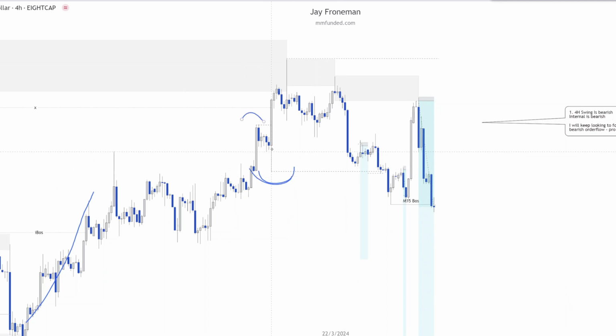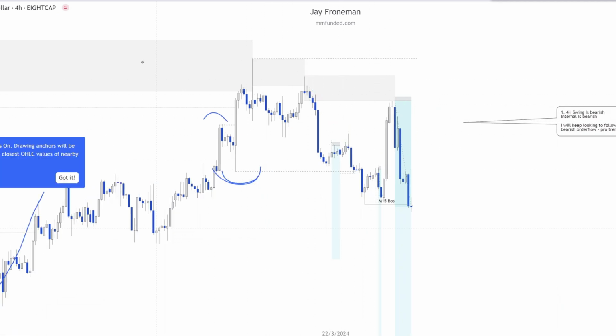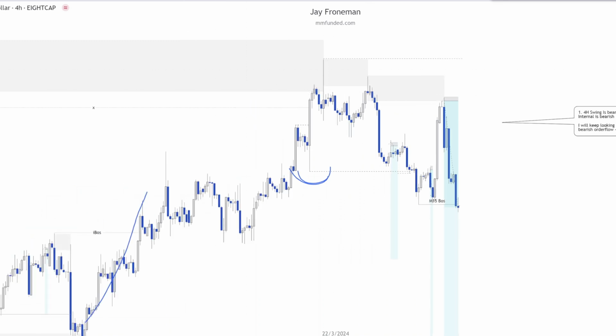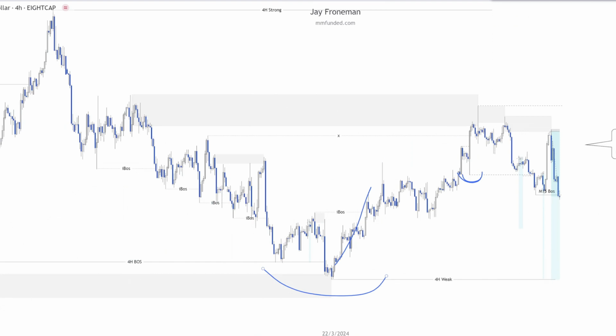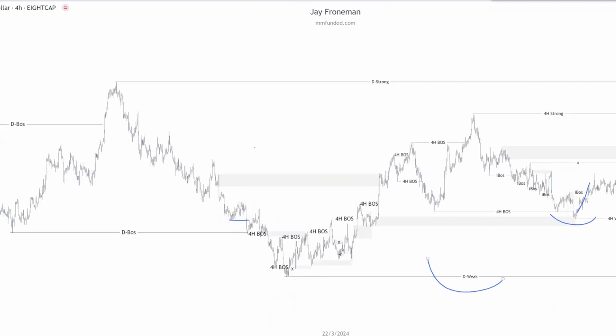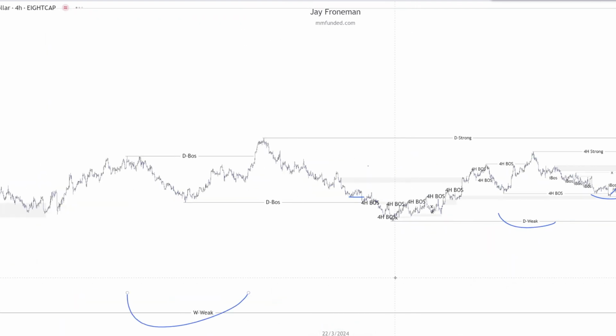Strong low took out the previous weak high. We broke structure to the downside. Inside of this range, we mitigated premium. So now we know the M15 is bearish, the 4-hour is bearish, the daily is bearish. Everything is realigned to target our 4-hour swing weak lows, our daily swing weak lows, and even potentially our weekly swing weak lows.